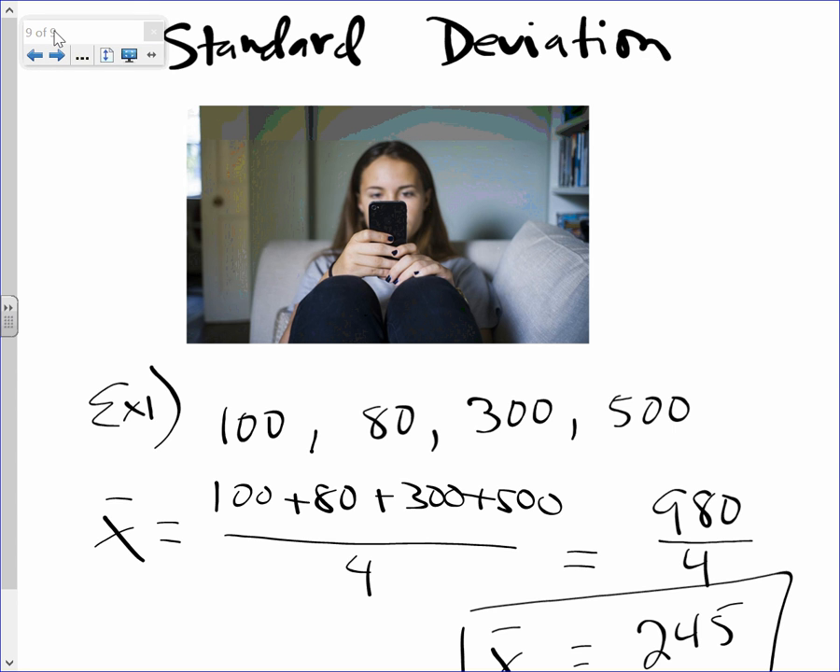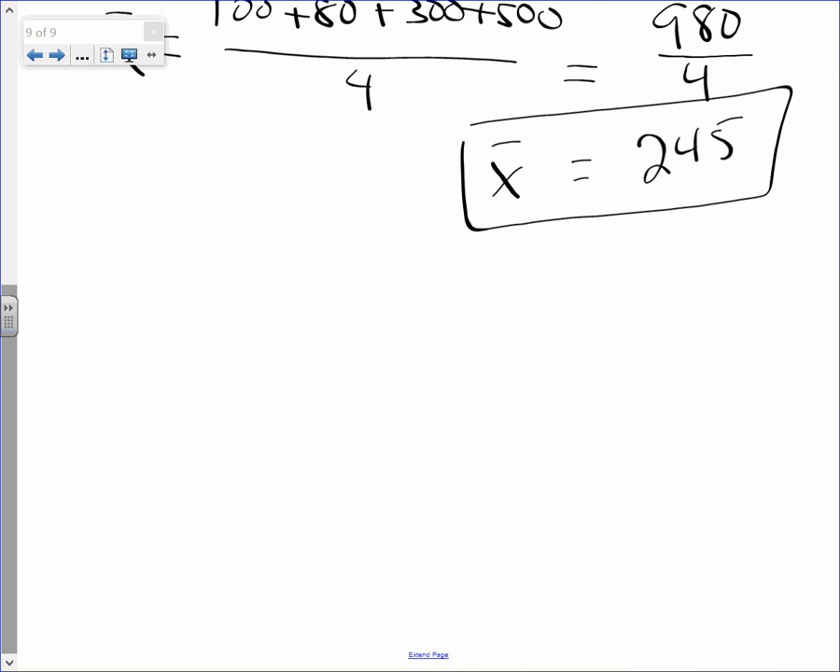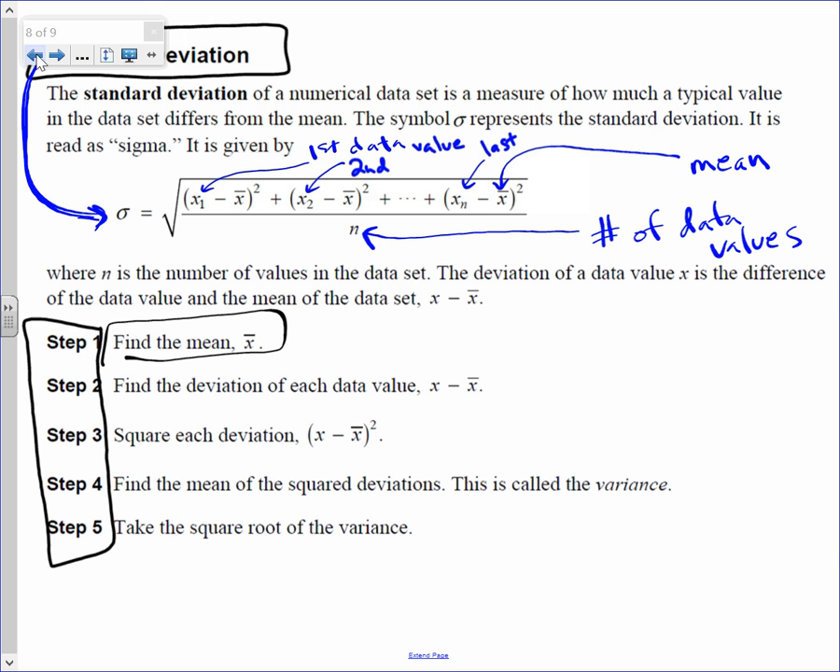Garcia, can you read step 2 for me? Find the deviation of each data value. Okay. There's a new word, deviation.